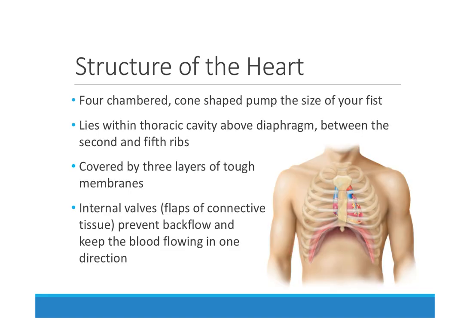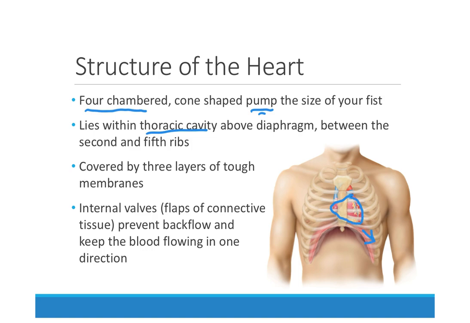So the structure of the heart is basically a four-chambered, cone-shaped pump that's about the size of your fist. So if you make your fist, you can see approximately how large your own heart is. It lies inside the thoracic cavity above the diaphragm between the second and fifth ribs. So you can kind of see it here. It's offset a little bit to the left, pointing down towards the left hip.